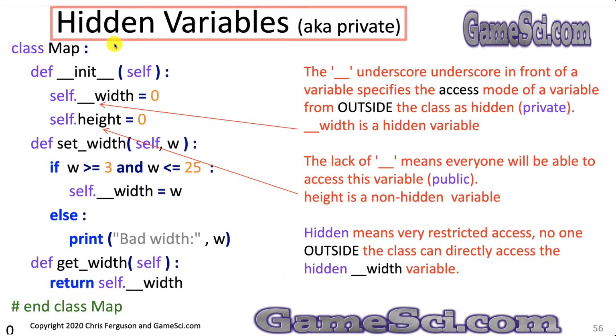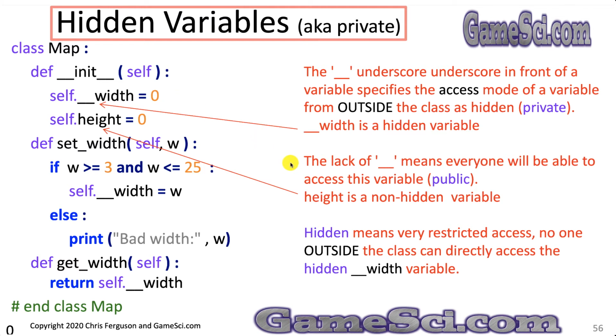Hidden variables, aka private variables. In Python, we call these hidden variables. Other computer languages might call these private variables. The __ in front of a variable specifies the access mode of the variable from outside the class as hidden or private. If you look at __with, this is a hidden variable. If you start the variable name with 2 underscores, Python will hide this variable from the user of the class, the objects created from this class.